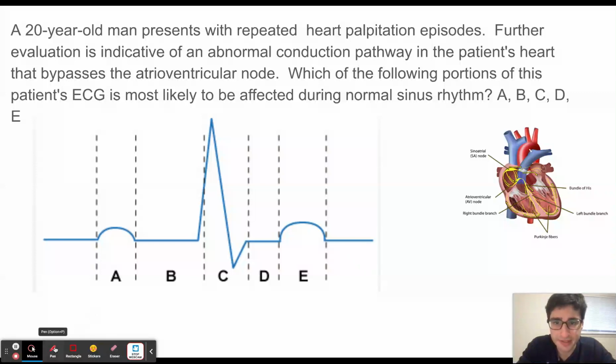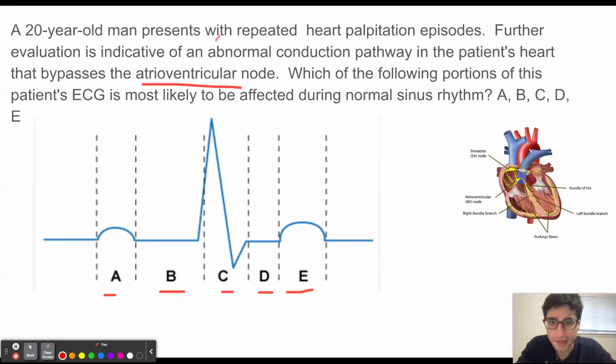A 20-year-old man presents with repeated heart palpitation episodes. Further evaluation is indicative of an abnormal conduction pathway in the patient's heart that bypasses the atrioventricular node. Which of the following portions of this patient's ECG is most likely to be affected during normal sinus rhythm? So, is it going to be A, B, C, D, or E?